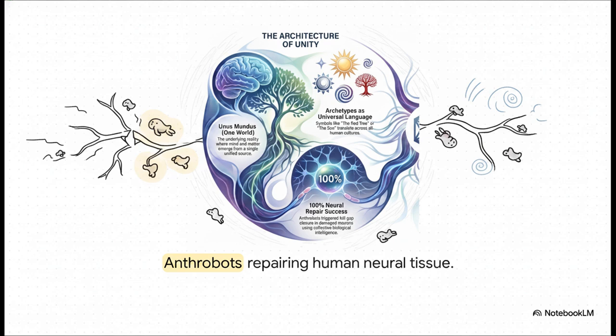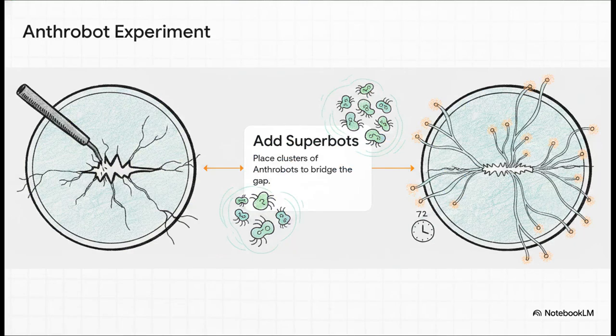Because of this bioelectric intelligence, these lung cells, when taken out of their usual environment, actually coordinate to trigger rapid repair in damaged human neural tissue. Let's look at the exact experiment because it's wild. Scientists took a flat 2D sheet of human neurons and literally scratched it with a metal rod to mimic a severe nerve wound.